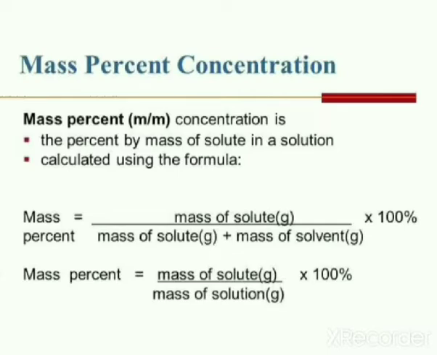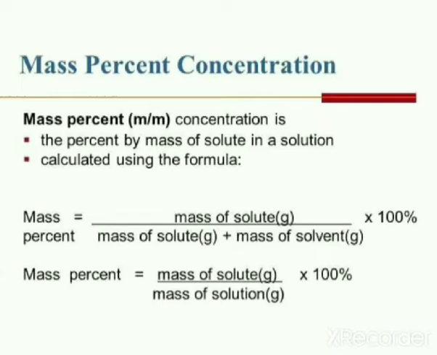Mass by mass percentage is one such method by which we can express the concentration of a solution. Now, how can you calculate the mass percentage of a solution? If you are given the mass of the solute and mass of the solvent, divide mass of the solute by mass of the solution and then multiply it by 100.